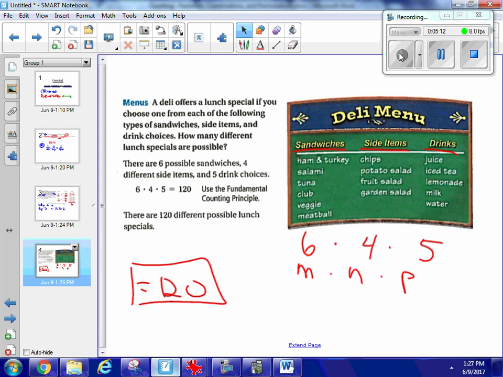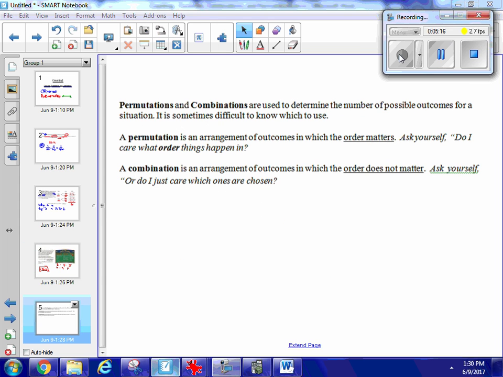Now, sometimes I have counting situations where the order of the different items that I'm counting is really important. So, for example, let's say there was a student election.